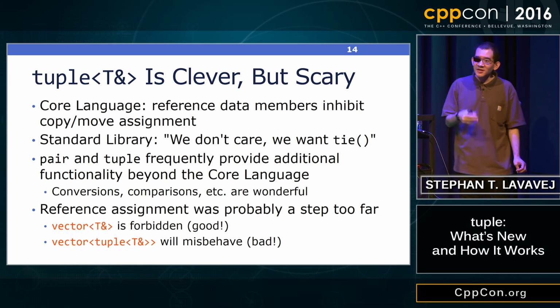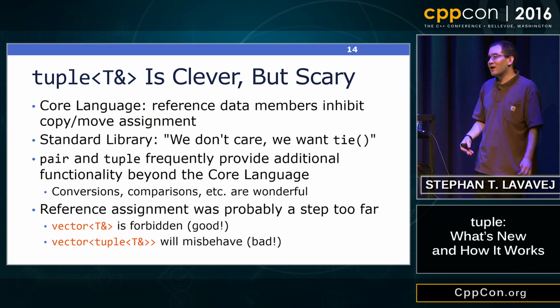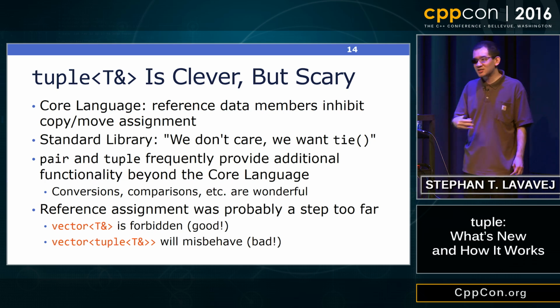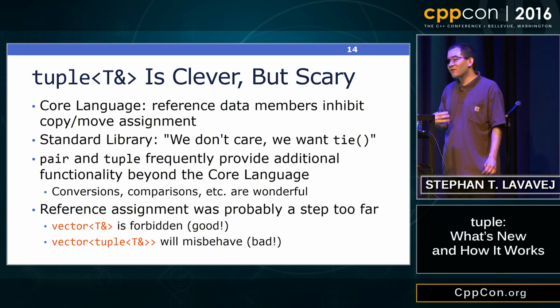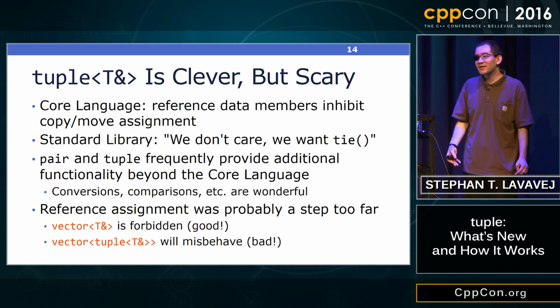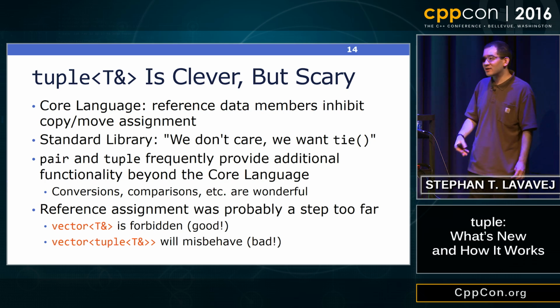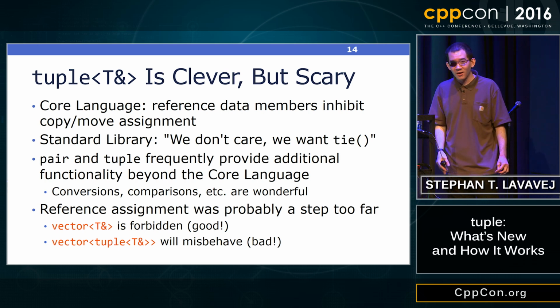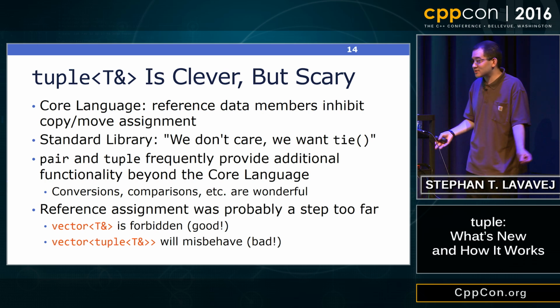Now, it's certainly the case that piecewise construction and forward_as_tuple are super awesome, but when it comes to this assign-through-a-reference thing that's actually powered by actual standard library code, it makes me nervous. When you have reference data members in a core language struct, there's a rule that says the compiler-generated copy assignment operator is inhibited. I will not generate such a thing for you. You can write it yourself, but the compiler is not going to help you.